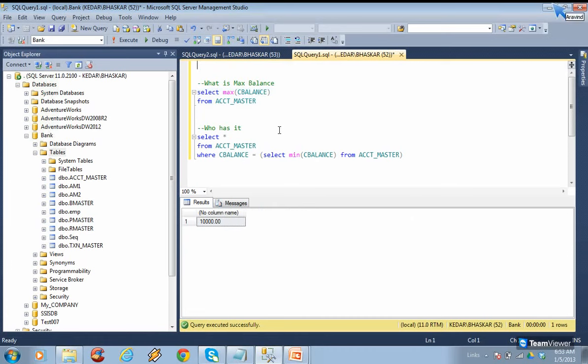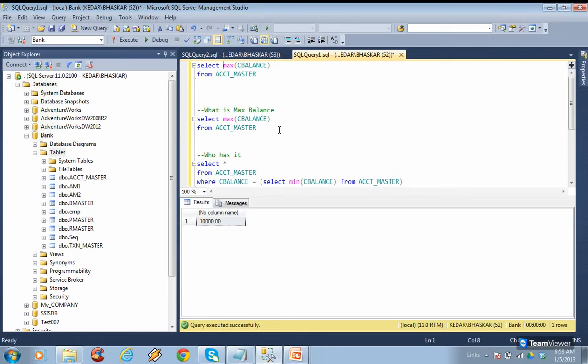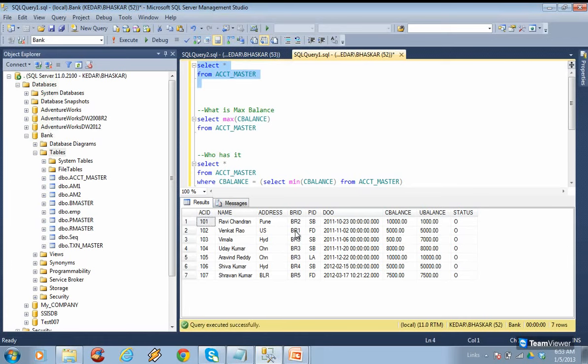Now let me see the table. I have Vimala, who is having 500 rupees here. Vimala is the person who has the minimum clear balance. So let me update the table and give Shiva some 5,000 or something. We are talking about clear balance only, not unclear balance. Now she is the person. Venkatrao is also having 5,000 rupees. Let me update this value.